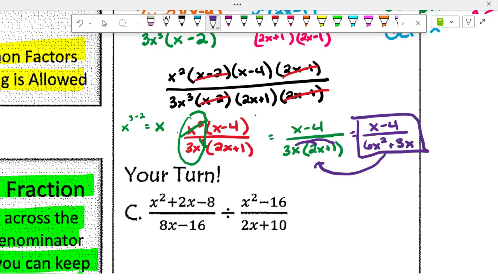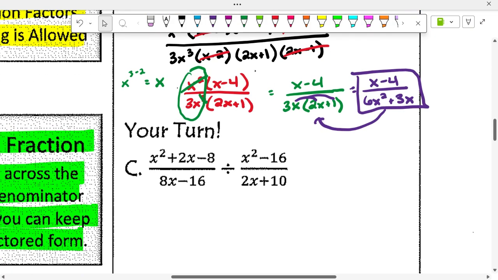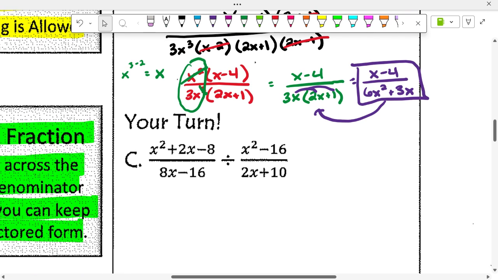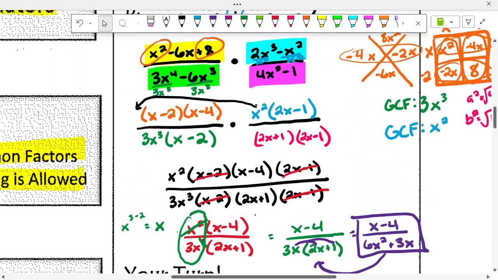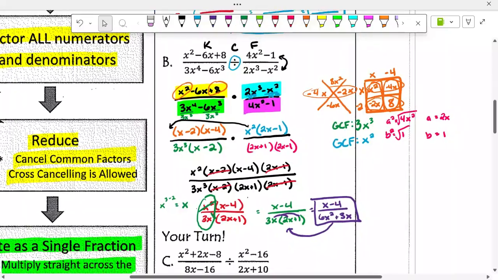All right, here's what I want you to do now. Go back to your group boards. Work together and try letter C. So go to your group boards, work together, and try letter C. So I'll leave this up as kind of a reference. Y'all can move this out of the way. So try letter C on your own. I left letter B up as a reference. Very similar.